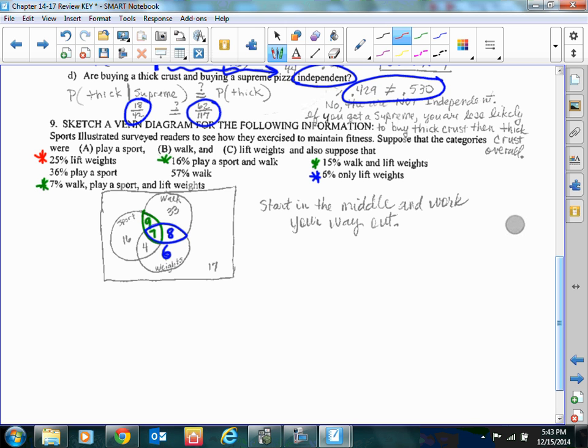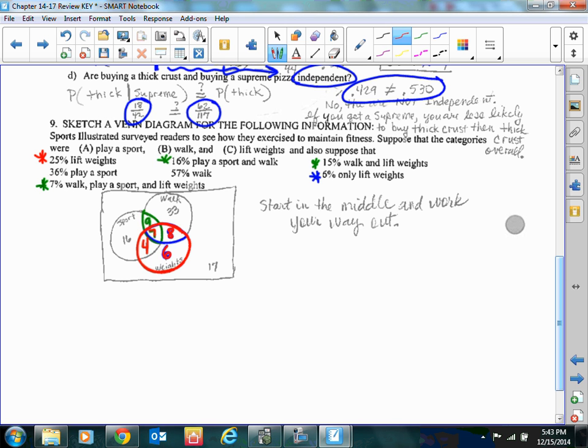All right, well, then that means this entire weight circle that I'm looking at is supposed to total 25%. Well, I have already got 7 plus 8 is 15, plus 6 is 21, so I have 21% in there already. Therefore, the missing section is 4%. Now, weight is completely filled in.